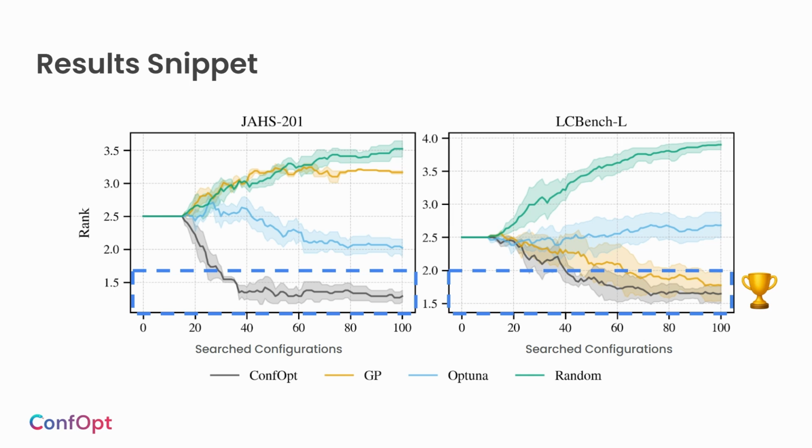And that's because JAHS is a mostly categorical hyperparameter benchmark. There's, I think, just 2 numerical hyperparameters, whereas LC-Bench is an entirely numerical hyperparameter benchmark. So if you recall, GPs aren't so great at categorical hyperparameters, but they are quite good actually at numerical hyperparameters. And so that's why GPs perform quite well on LC-Bench, and they're almost the same as ConfOpt, but they struggle a lot on JAHS.